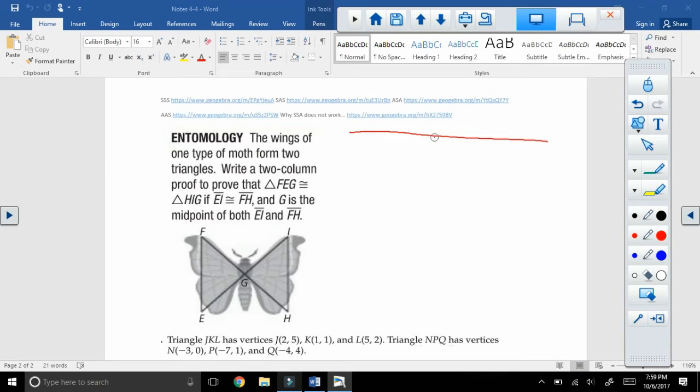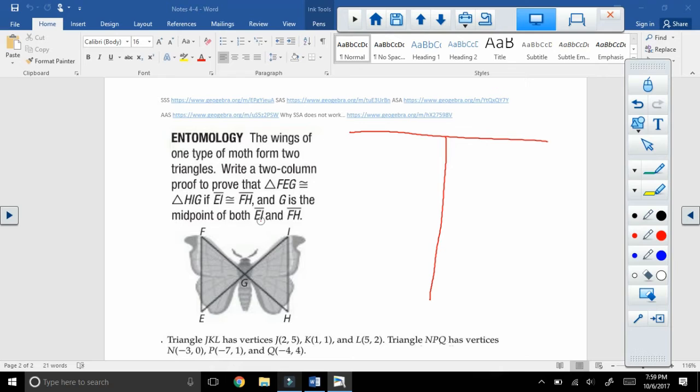I'll go back and do a 2-column proof for this one. And again, it doesn't really matter to me which one you do. It says the wings of one type of moth form 2 triangles. Oh, this one actually says write a 2-column proof, so let's go ahead and do that for why these triangles are congruent. And it tells me that EI is congruent to FH, and it says G is the midpoint of both EI and FH.